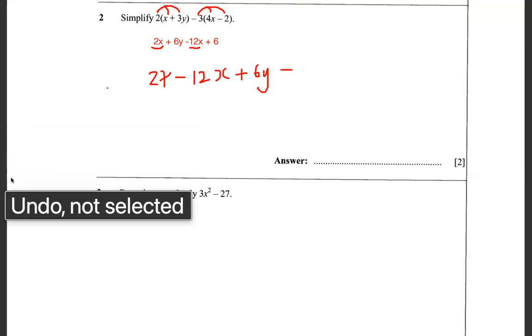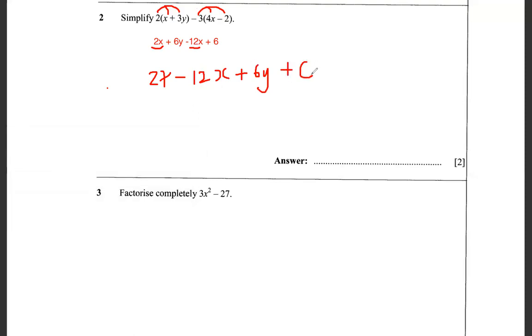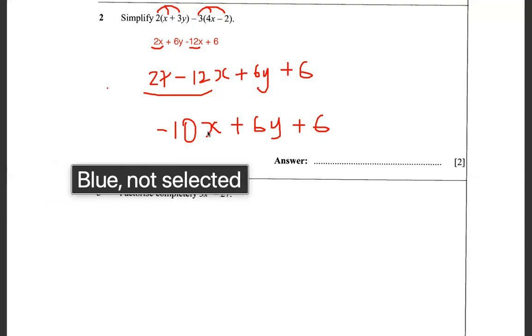Let me write the 6 plus 6. So these two terms, we subtract two different signs, we get the sign of the bigger number, and we're going to have negative 10x. That's a simpler form, plus 6y and plus 6. And remember, these terms are unlike. The first one has got an x, the other one has a y, this one is a constant, therefore these terms cannot be simplified further. And that's how we end with the answer.